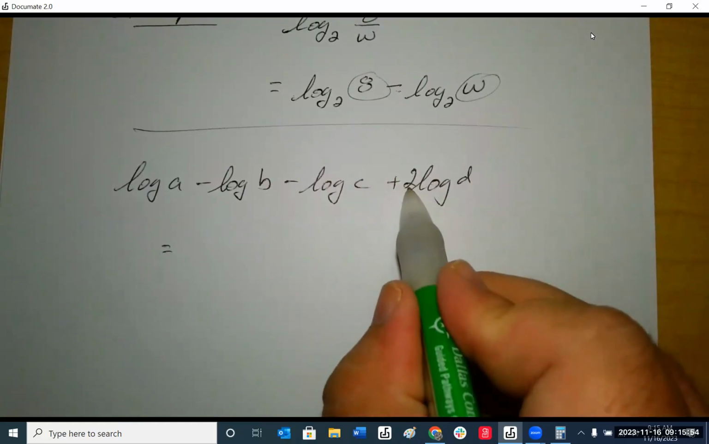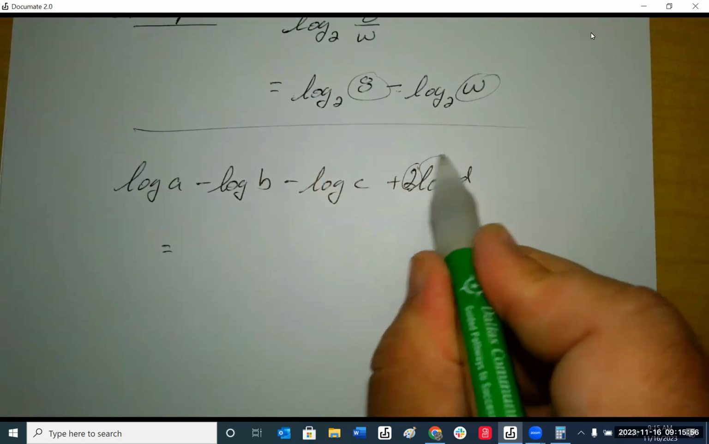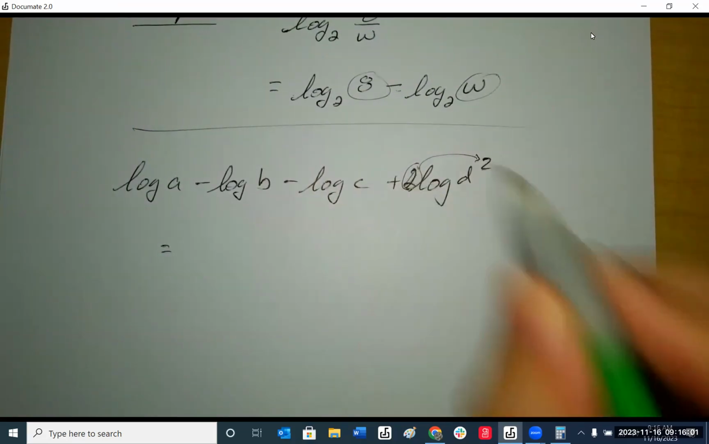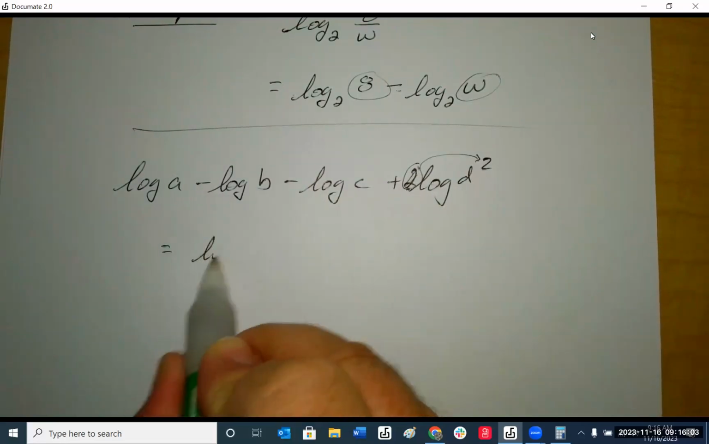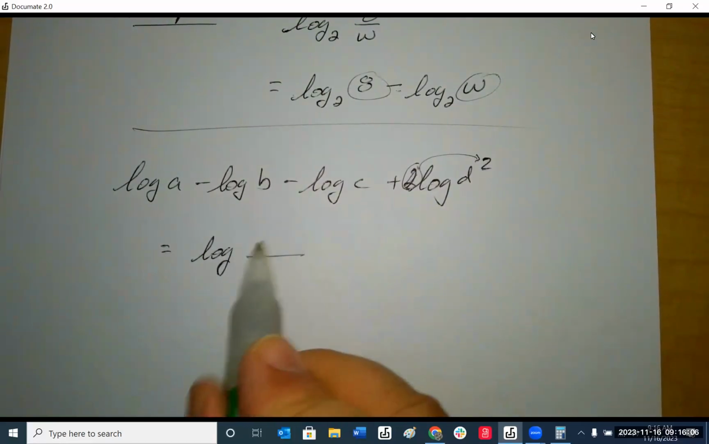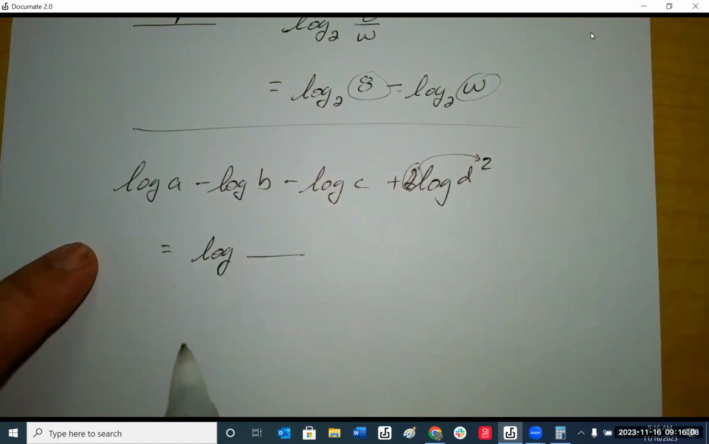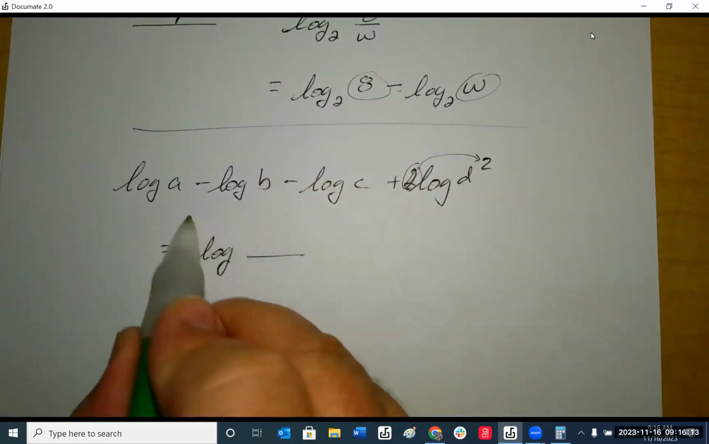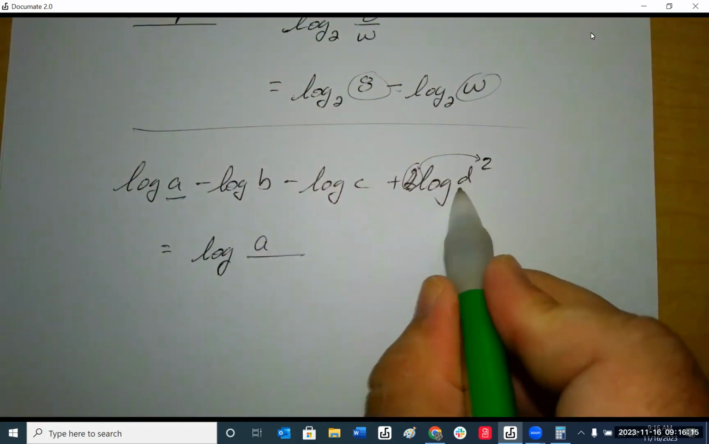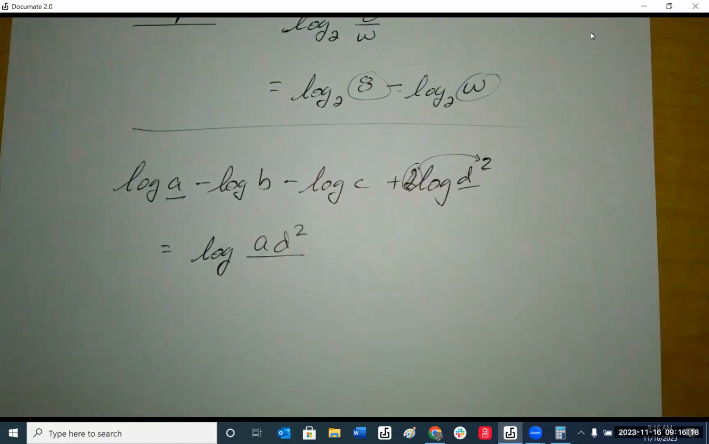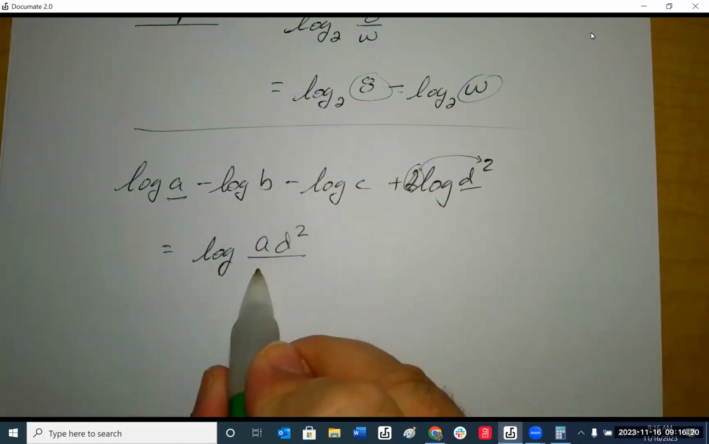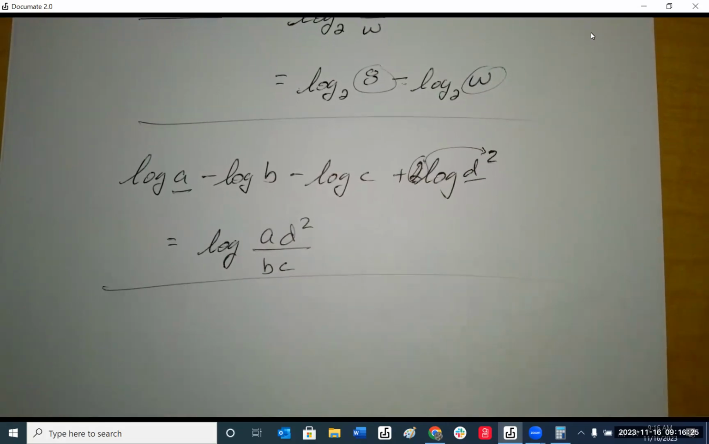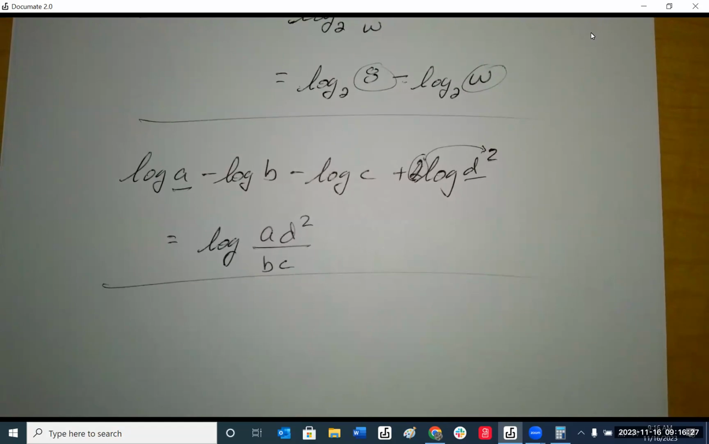Well, first off, you have a coefficient. So this one goes where? Right, so it becomes that. So they're all logs. Anything that's positive in front goes on top. So what goes on top? A and D squared. What goes on the bottom? B and C, yeah. So that's going to help us in the long run if we notice those kinds of properties.